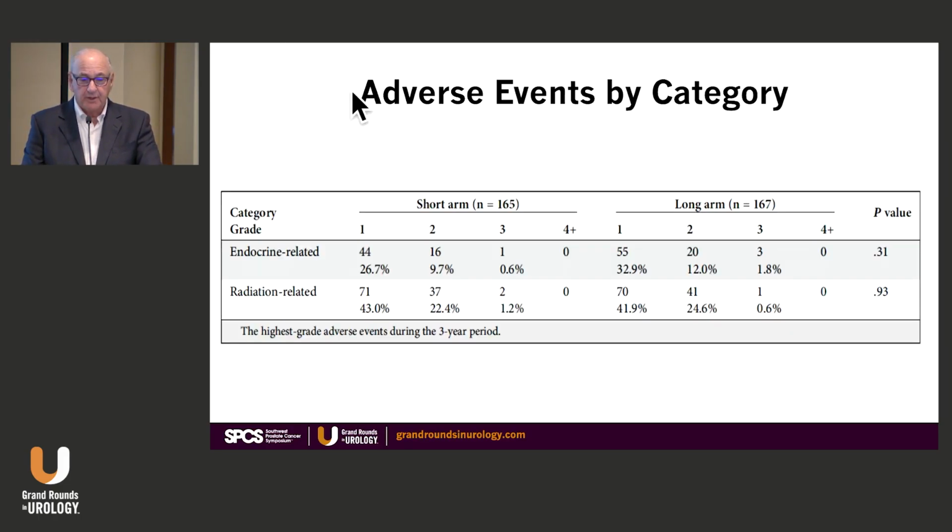Now, this is what I think we need to pay attention to because it has huge implications. You know, when the Ascende-RT trial came out, it scared people away from using combination therapy. Look at the grade 3. So short arm, radiation-related, 1.2%. And in the long arm, 0.6%. So you add the two together, that's 1.8%. So the grade 3 complications is less than 1% with combination therapy.